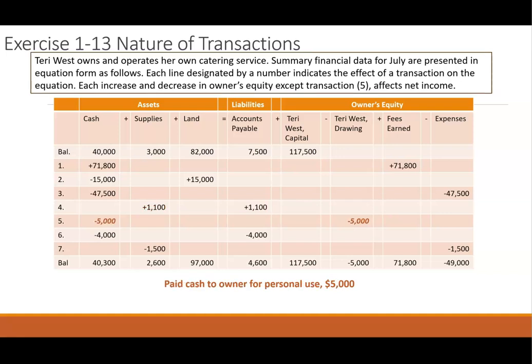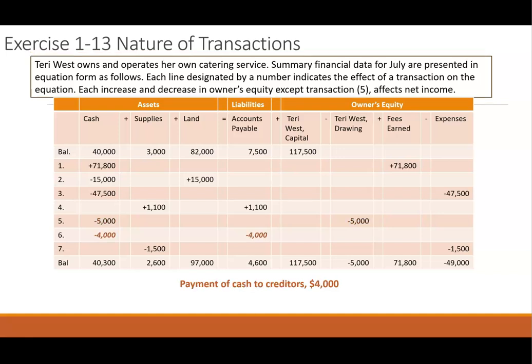Then we paid cash to the owner for drawing for personal use. Our cash went down and our owner's equity went down. Here, we paid cash to creditors of $4,000. We used $4,000 in cash and we reduced our liabilities by $4,000.